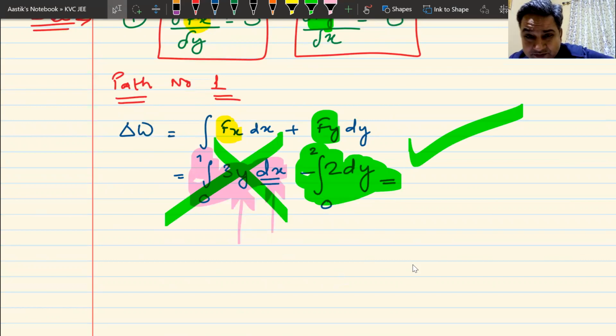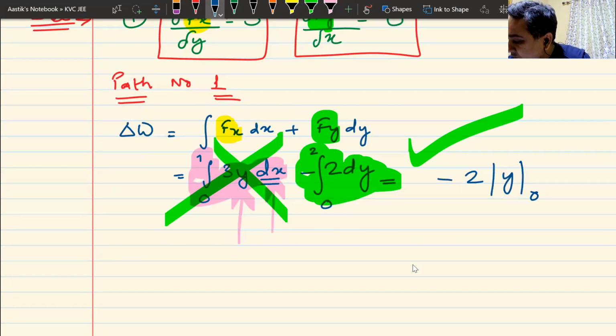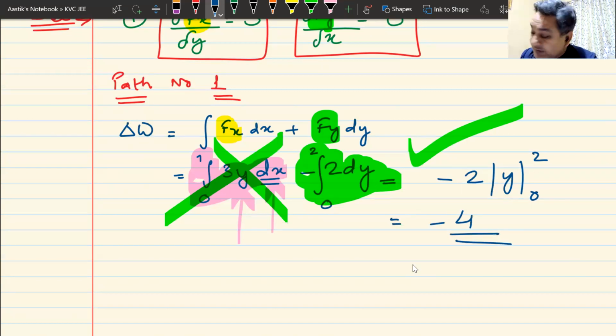Now what you have is just the green integral. And what is its value? It is very simple to calculate. Minus 2 times y, with y going from 0 to 2. I will get 2, so the answer will be minus 4. That is the answer. Minus 4.